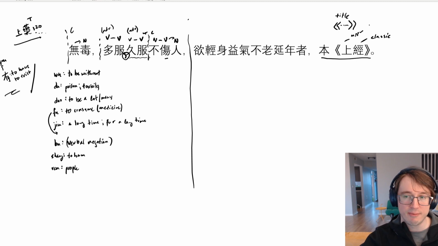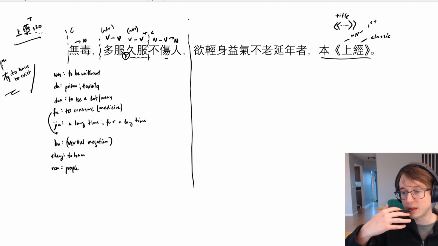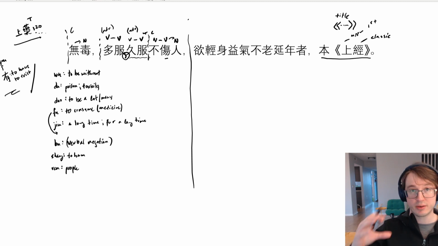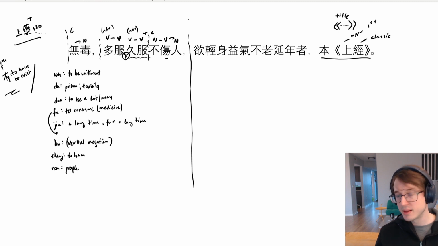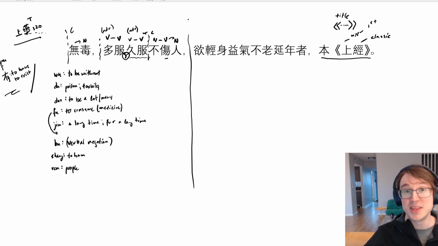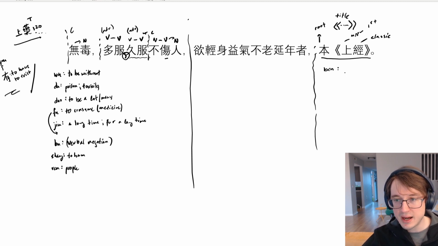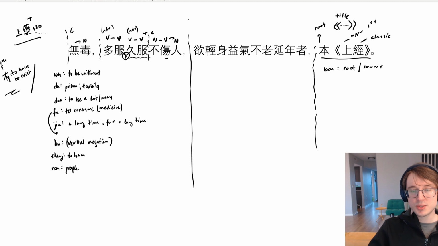In this case, I might call it first, because we're going to see that the rest of the text after the preface is actually divided into three main chunks, three chapters, if you will, three sections. And this is pointing us to the first section, the upper section, which just happens to also be about the upper or superior medicines. Now bun means fundamentally root. But I think that bun, this first one, is actually not root, but source. So meaning the source, comma, top classic, first classic.